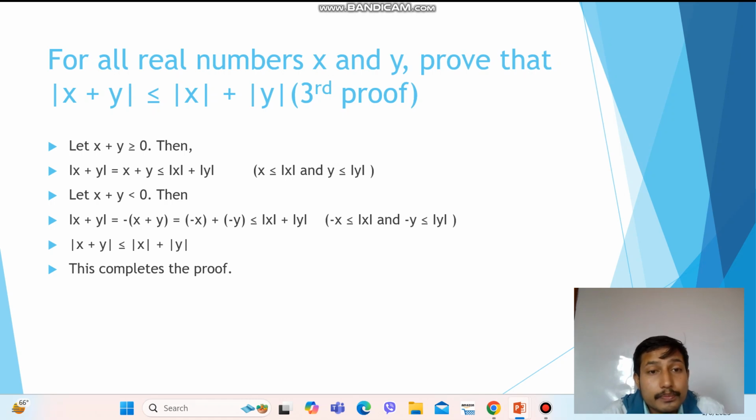Now let's do the last and third proof of this statement, which says that let x plus y be greater than or equal to 0. Then since x is less than or equal to modulus of x and y is less than or equal to modulus of y, we can say that modulus of x plus y is equal to x plus y, which is less than or equal to modulus of x plus modulus of y. Let x plus y be less than 0. Then modulus of x plus y is equal to minus of x plus y, which is equal to minus x plus minus y, which is less than or equal to modulus of x plus modulus of y, since minus x is less than or equal to modulus of x and minus y is less than or equal to modulus of y. So we can conclude that modulus of x plus y is less than or equal to modulus of x plus modulus of y. This completes the proof of the theorem.